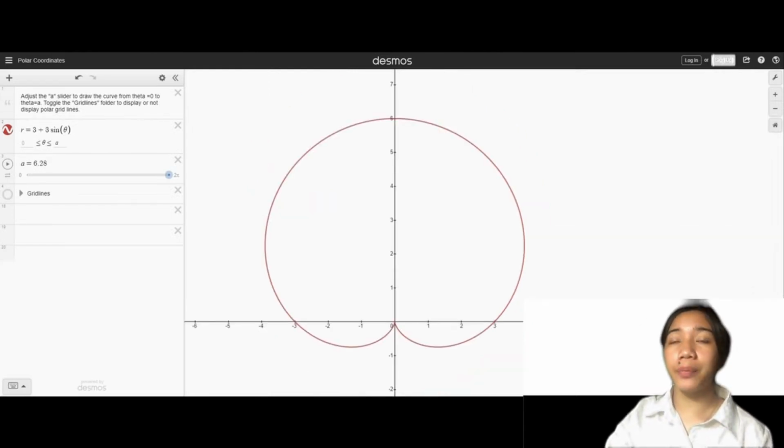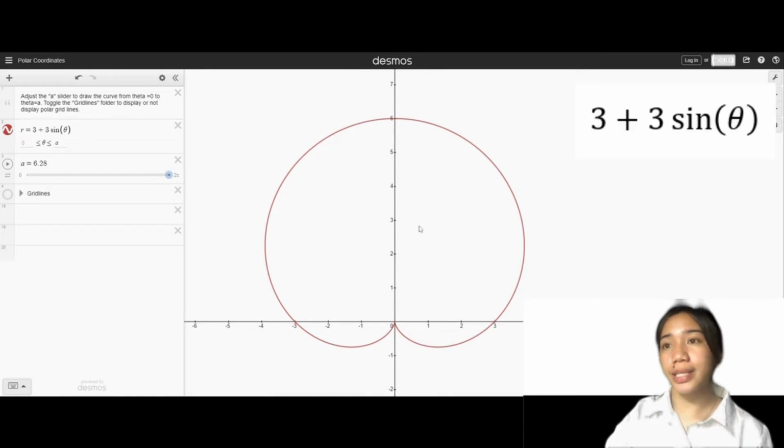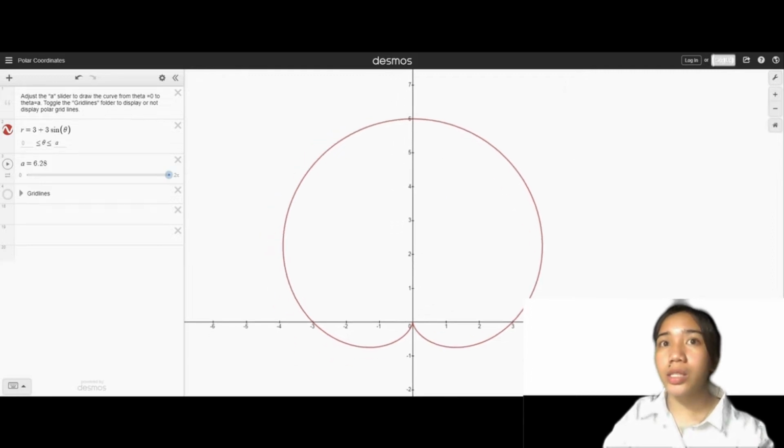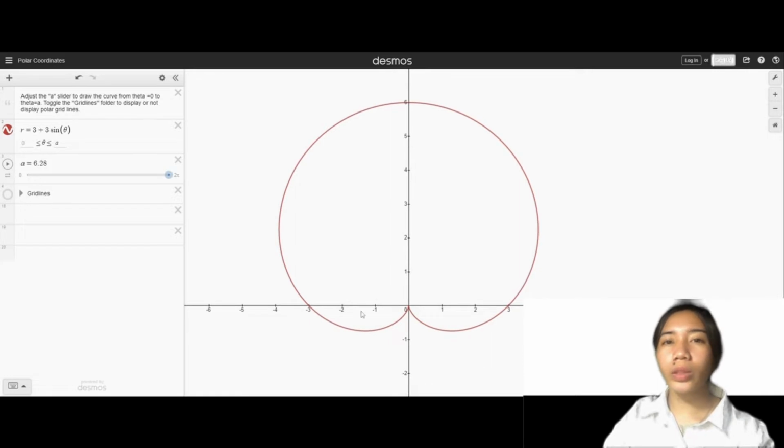Okay, so for our next example, we will have 3 plus 3 sine theta. So our graph is vertical. It is because of our equation having sine. So notice that we don't have an interloop. Why is it that we don't have an interloop? It is because of the value of a and b. The value of a and b here in our equation is both 3. Therefore, if we have equal values of a and b, we will have a graph that is called cardioid.